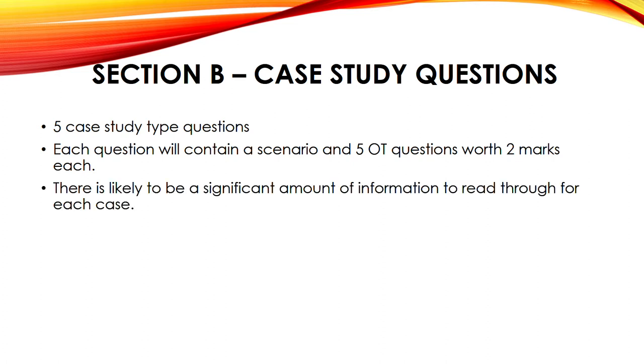Next, you have to read a significant amount of information. You have to read the case study before you answer. Section A, no case study. Only multiple choice questions. But here you have to read a case study and then answer the 5 questions relating to it, which will again be 5 OT questions. OT questions means objective test questions. Here also the same thing. You have to pick one out of the 4, which makes your work life easier. Your writing part only comes in section C.